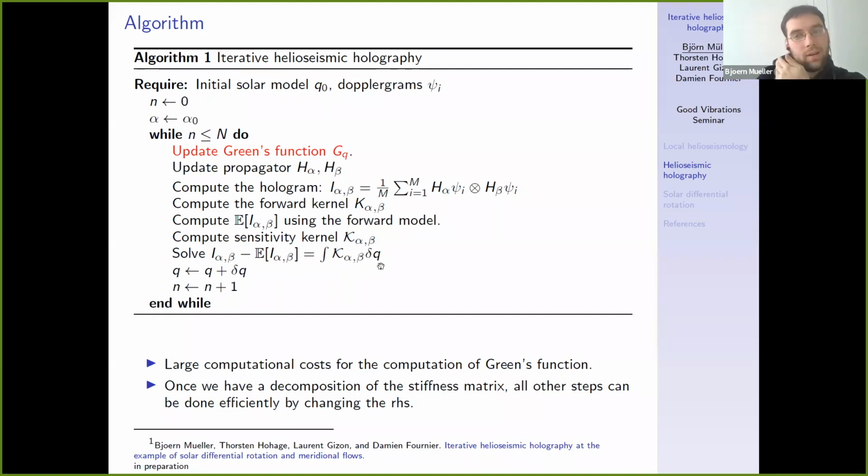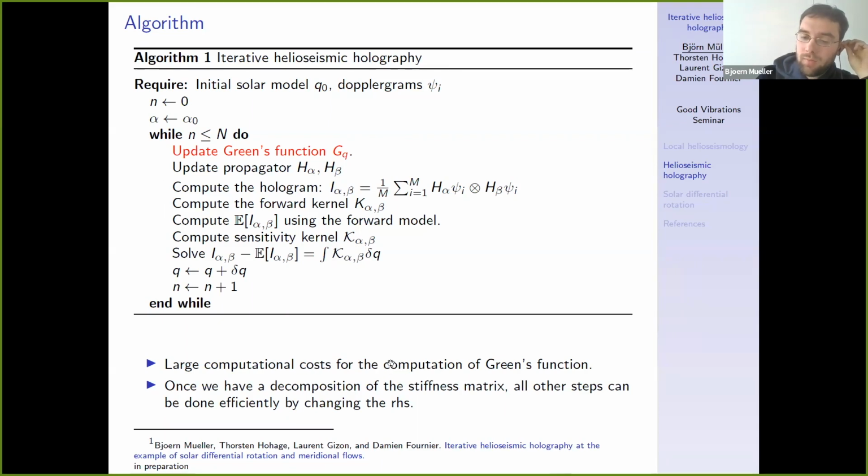Usually these operators are 3D to 3D operators, so it's not a good idea to store them. But for meridional flows or differential rotation, it will be possible. And we solve this equation by an inner conjugate gradient method. So there are some problems. We have very large computational costs for the computation of the Green's matrix, of the Green's function.